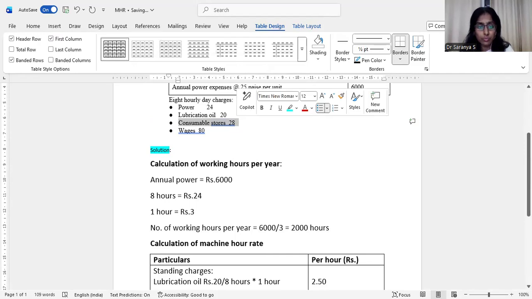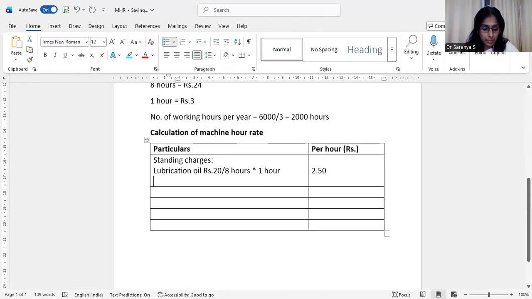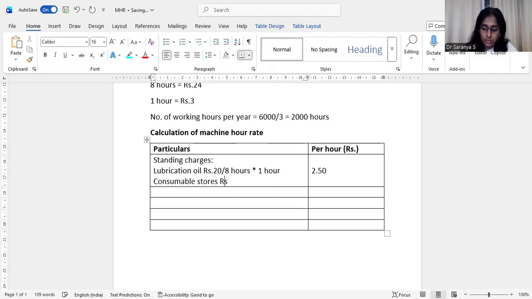Okay, so the next item we are writing here. Consumable stores is rupees 28. So this 28 is for 8 hours. Then how much for 1 hour? Consumable stores for 8 hours, if it is 28 rupees, how much for 1 hour? It is 3.5.